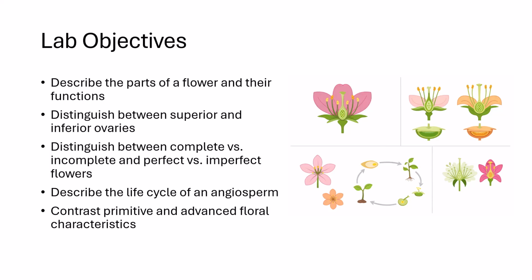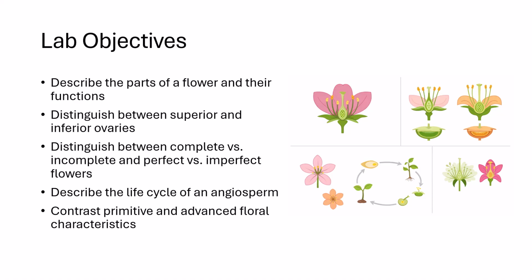By the end of this activity, you should be able to describe the four major floral whorls and explain what each one does. You should be able to distinguish between superior and inferior ovaries, which will become very important when we start dissecting specimens. You'll also learn the difference between complete and incomplete flowers and perfect versus imperfect flowers. Those terms sound similar, but they describe very different things.